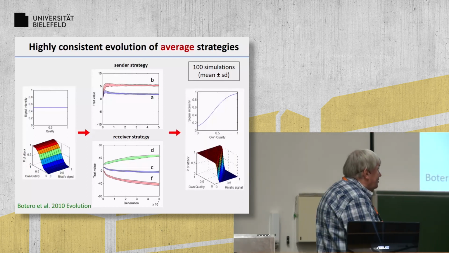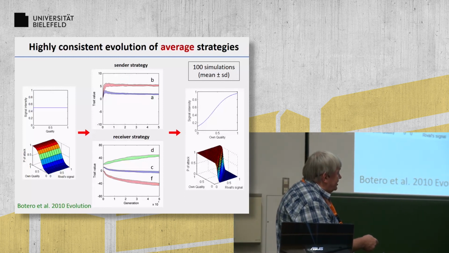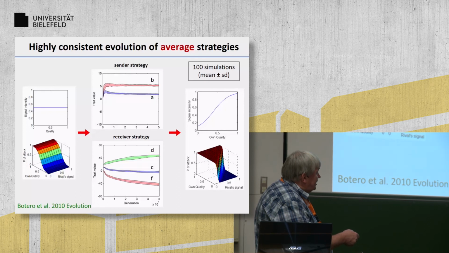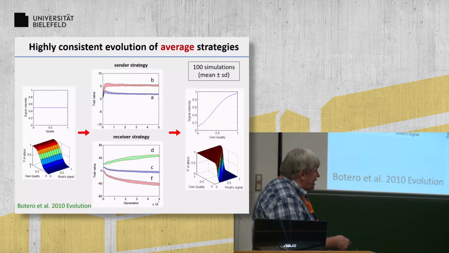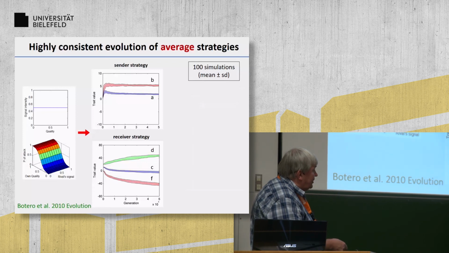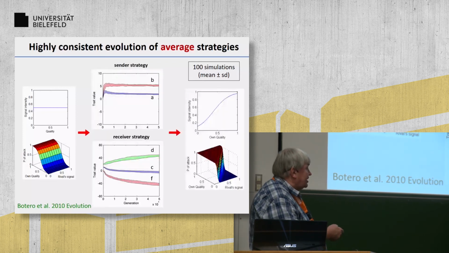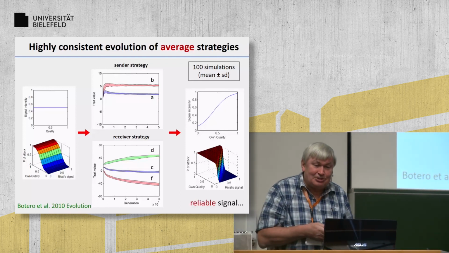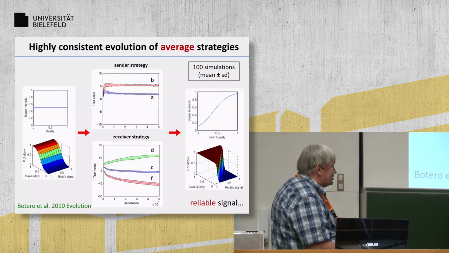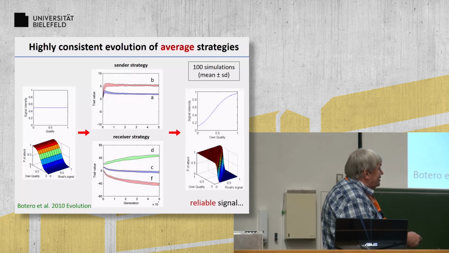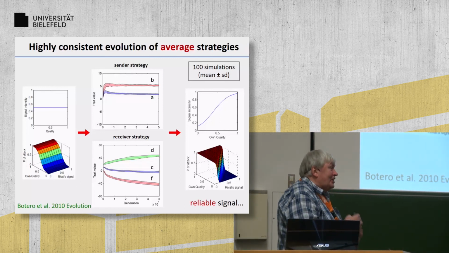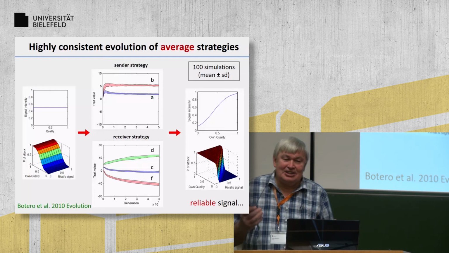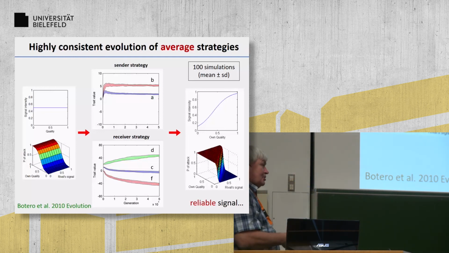And at the end, you get the following outcome: this is the evolved strategy, how the signal, the badge size, reflects the own fighting ability, and this is the evolved behavior, how they respond to their own quality and the rival's signal that is being transmitted. And interestingly, the signal is a reliable signal, because those with the highest fighting ability are indeed honest, in that sense, and also grow a large badge of status, whereas those with low fighting ability produce a low badge.